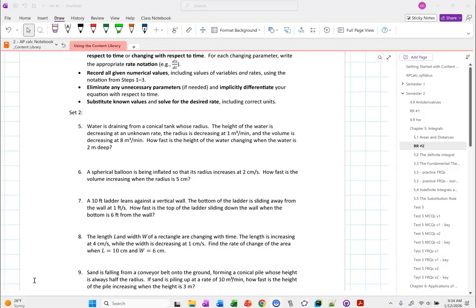7 was negative 3/4 foot per second. Did you want us to simplify that? Like if I got negative 6/8, would you still take it? Yeah, and you would as well. Okay. 8 would be 14 centimeters squared per second.